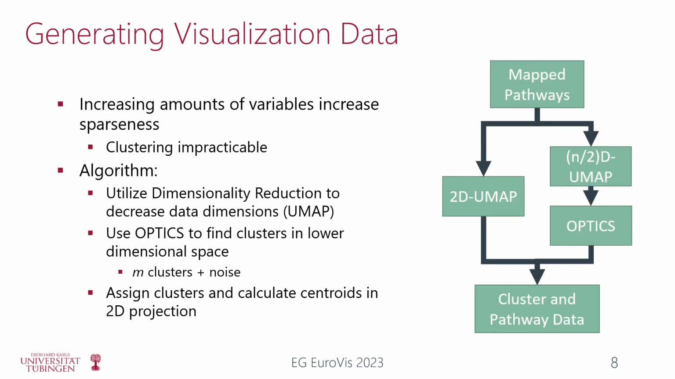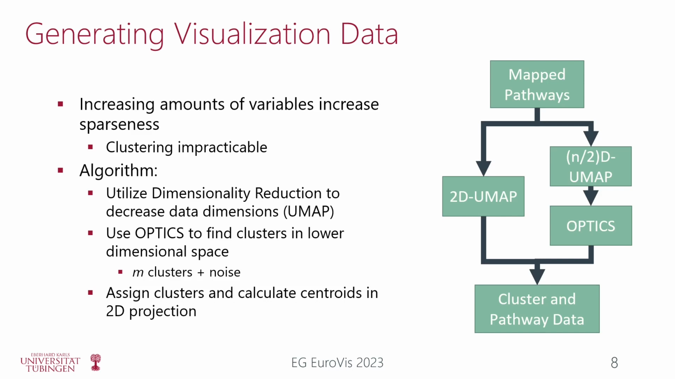One problem with clustering in higher dimensions, however, is that the space becomes more sparse the more dimensions are added. This is known as the curse of dimensionality, and this makes clustering less practicable. We thus utilize dimensionality reduction in the form of UMAP to bring the representations into a lower dimensional space. We do this twice, one time for clustering, in this case n divided by 2 dimensions, and one time for the visualization, for which we target a 2-dimensional space.